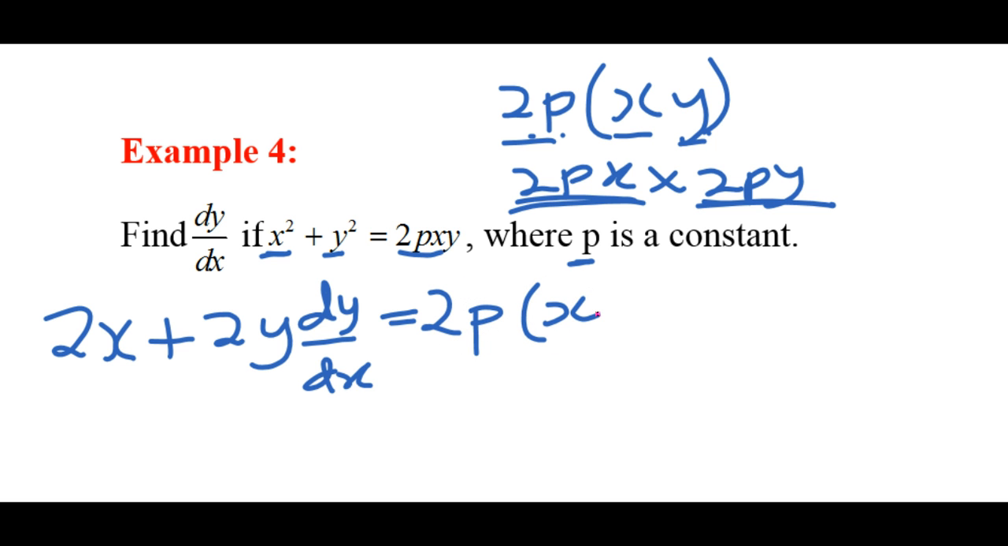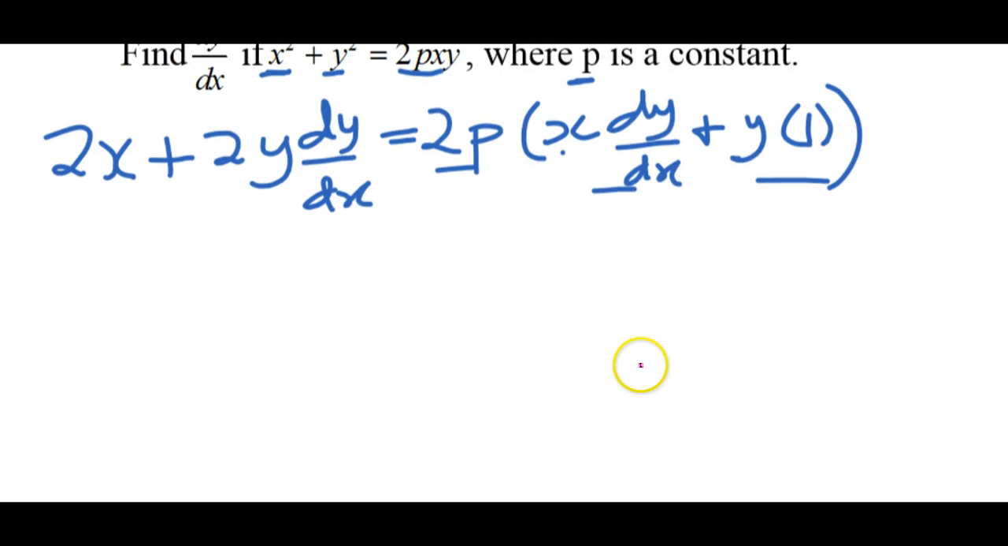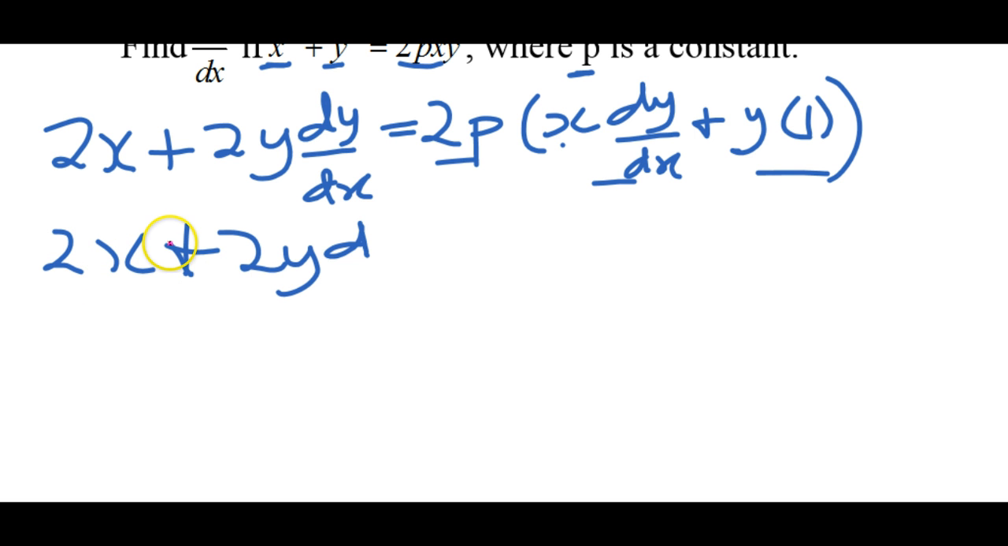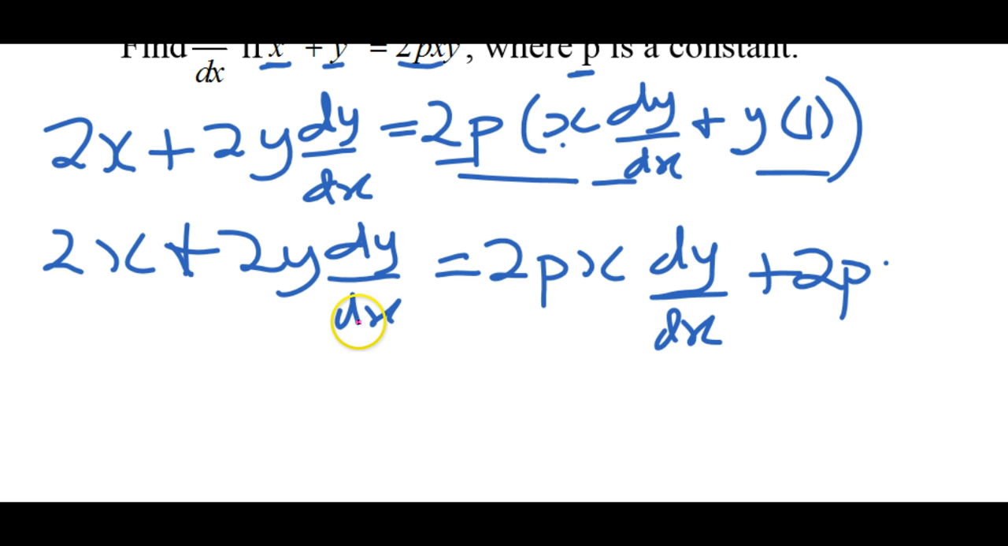Now I maintain the x, I keep the x, then I differentiate y, which will give me dy/dx, and then plus, I maintain the y and differentiate x, which will be 1. So I close my bracket there. Then I can now expand this by that and this. Okay, so let me repeat that part again. I will expand this part: 2px dy/dx plus 2py.